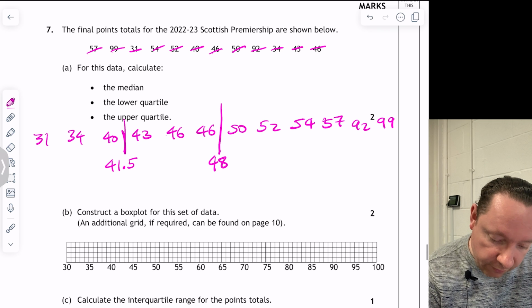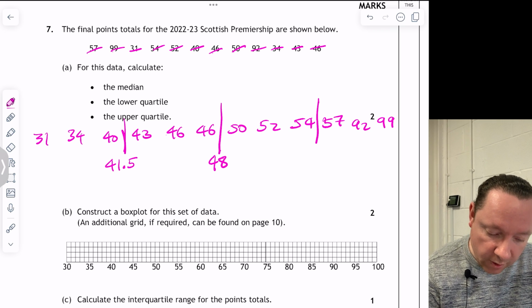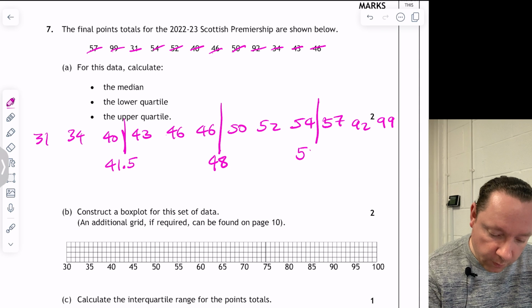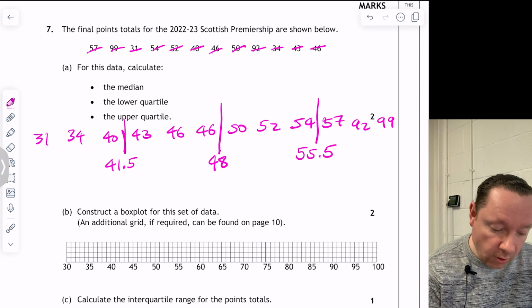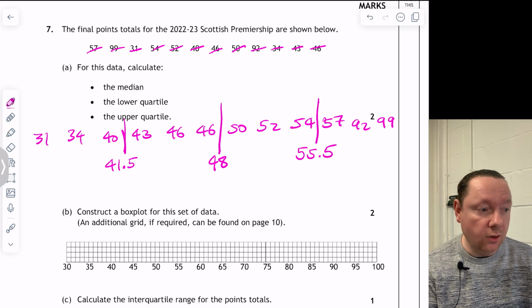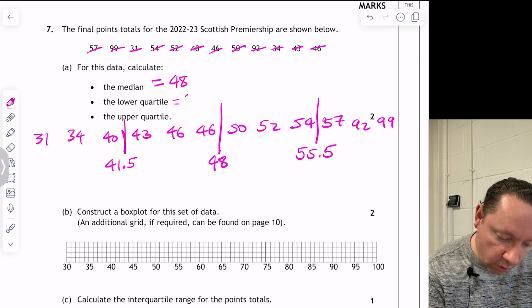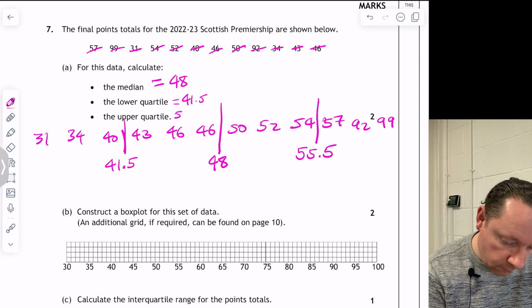And then the other half, we've got here, there's 3 in between the numbers. So again, it's 1.5. So it's 54, 55.5. And now just to actually answer the question, I'll say the median equals 48. The lower quartile is 41.5 and the upper quartile is 55.5. Just to answer the question.